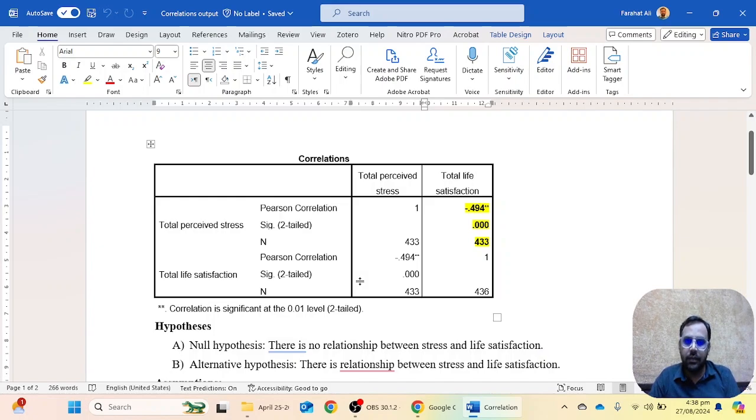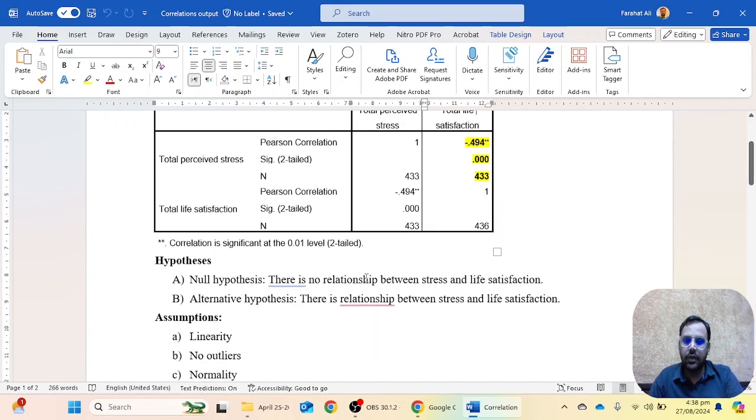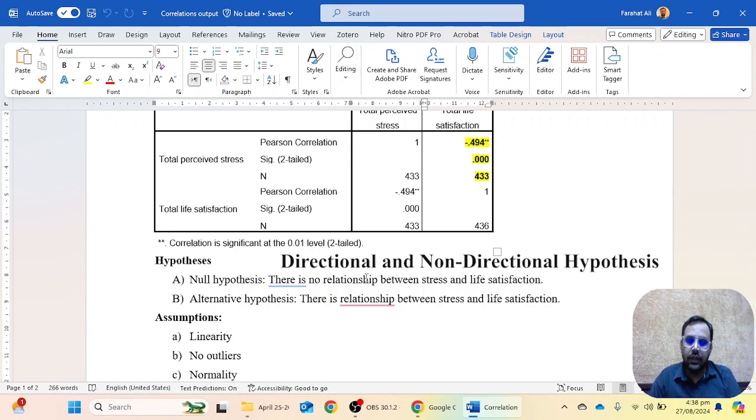Here I have two variables. One is life satisfaction and the second is perceived stress. So our null hypothesis is there is no relationship between stress and life satisfaction, and the alternative hypothesis is there is a relationship between stress and life satisfaction. Please keep in mind that both these hypotheses are non-directional.